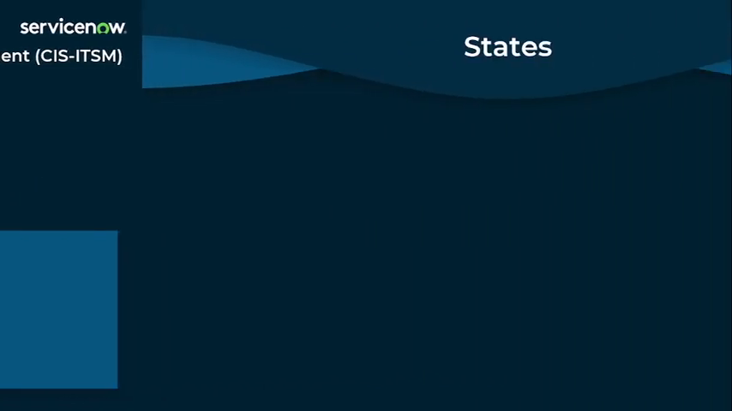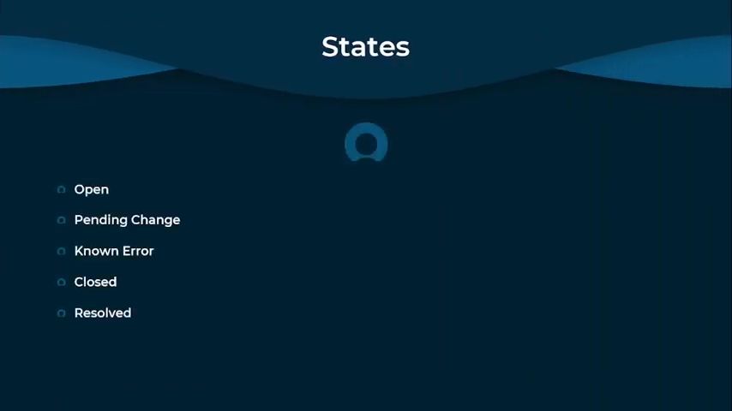Next, states. There are different states like open, pending change, known error, closed, and resolved. Open. Problems are initially identified and recorded in the open state. This state indicates that the problem has been acknowledged and is awaiting further investigation and resolution.